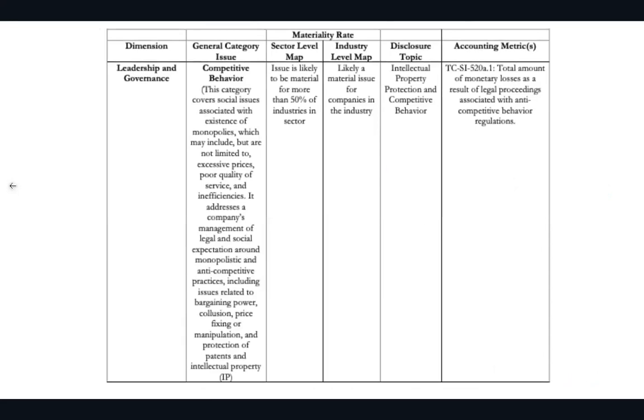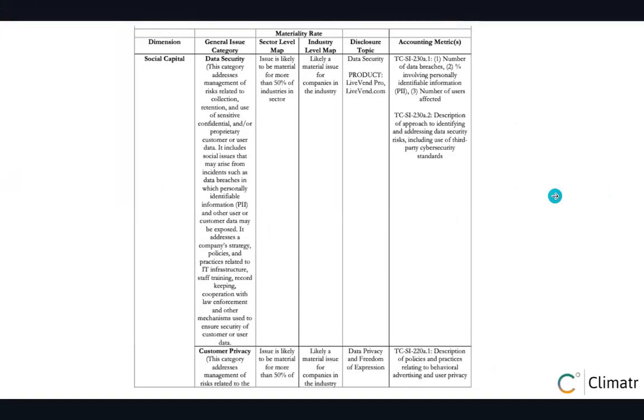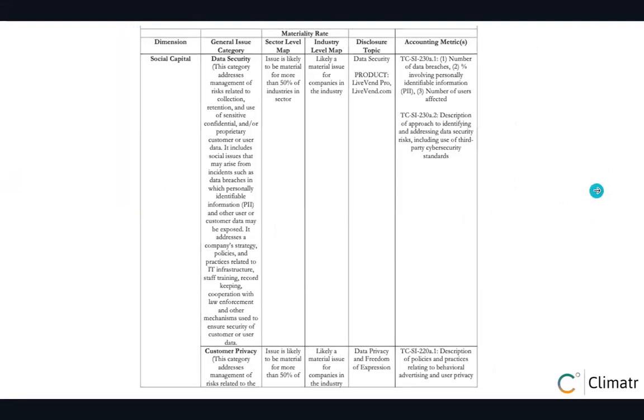When we did the analysis, we also found that it was a huge risk for companies in the sector, and on an industry level, also a major risk for them. And then you also have the accounting metrics to actively ensure that companies are able to monitor and measure how they're performing across these data security risks. Benjamin, to the next slide.